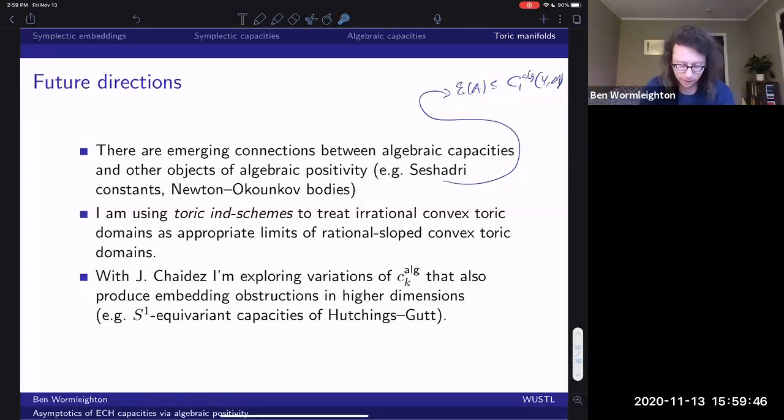And then, going back to the question Mohammed asked of viewing D or A as a curve or divisor, there are variations. You now have a choice about which perspective you should take in higher dimensions. And it turns out, as was suggested by our proof mechanism, that thinking of D as a curve is good, that variations of the construction of C_K-alg will produce embedding obstructions in higher dimensions. Julian and I are currently working on an algebraic avatar of the S1 equivariant capacities that Hutchings' group have made use of.